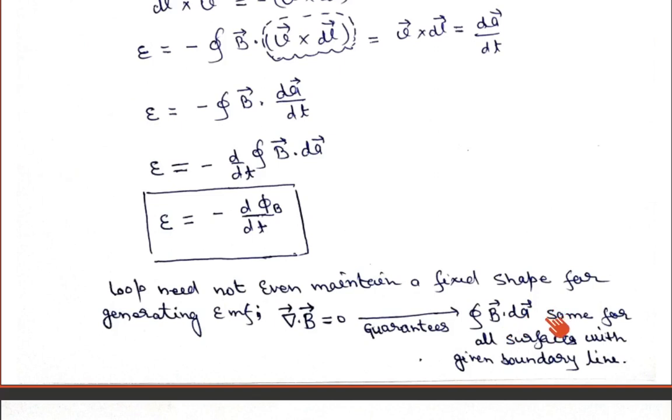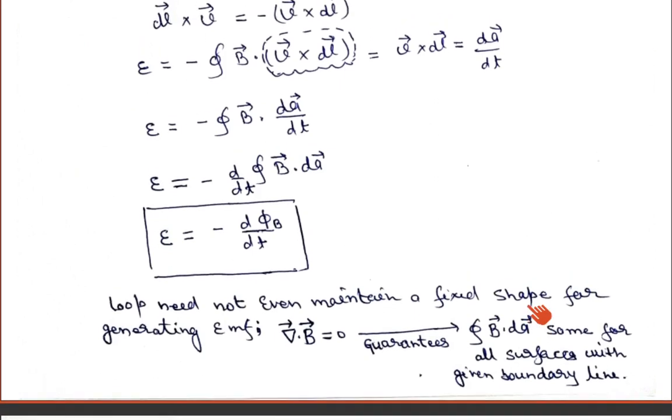Because the divergence of B is equal to 0, the surface integral of B dot dA is equal to 0, and the surface integral of B dot dA is the flux phi. That means this phi will be the same for all surfaces with a given boundary line. Whatever surface or shape you have doesn't matter, it will give the same flux, and because of that, it will generate the EMF within the circuit.